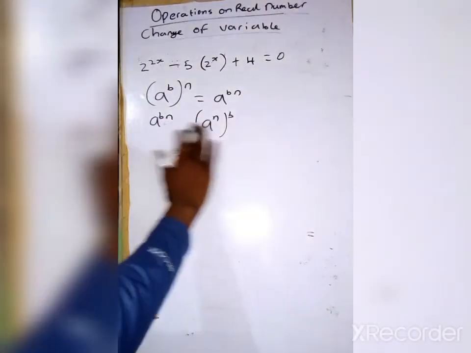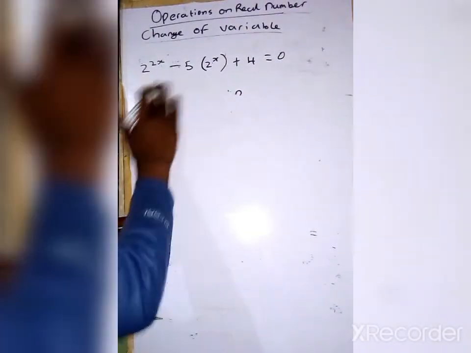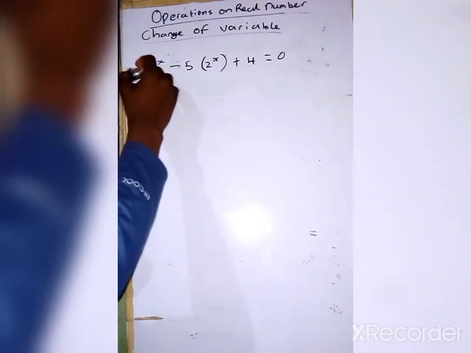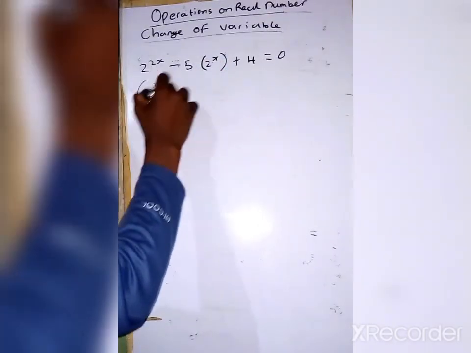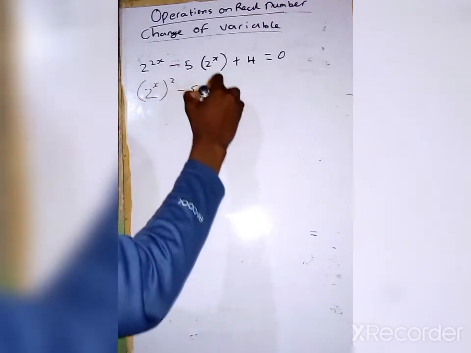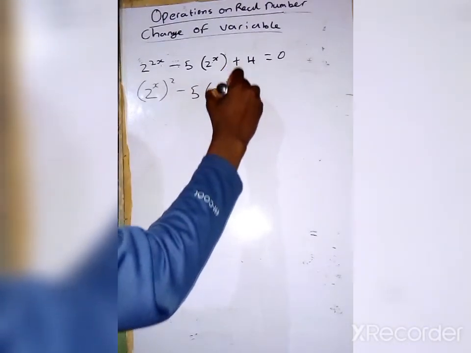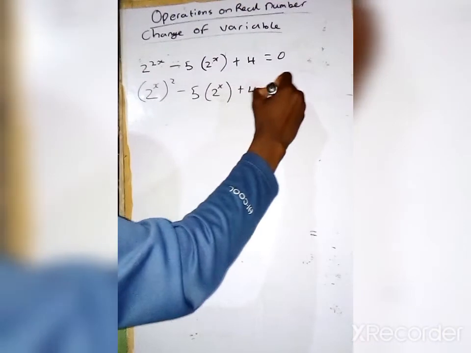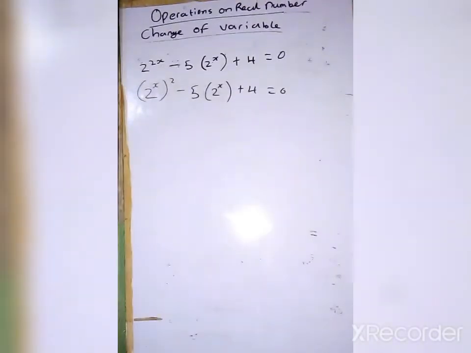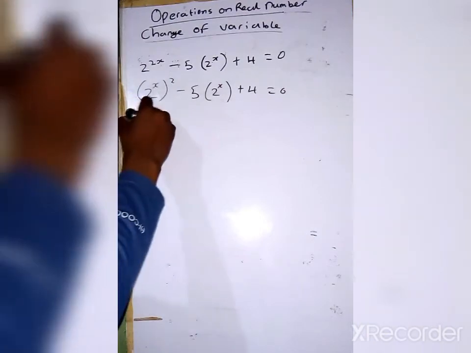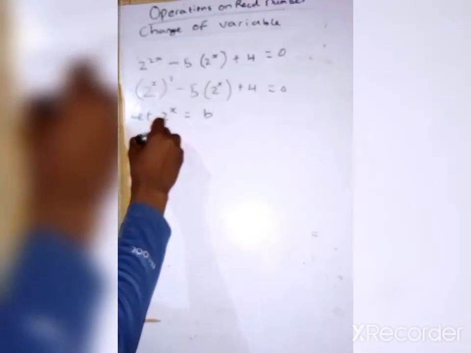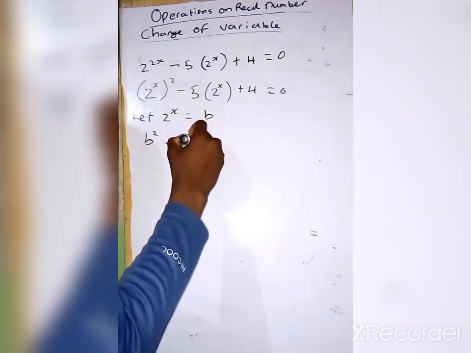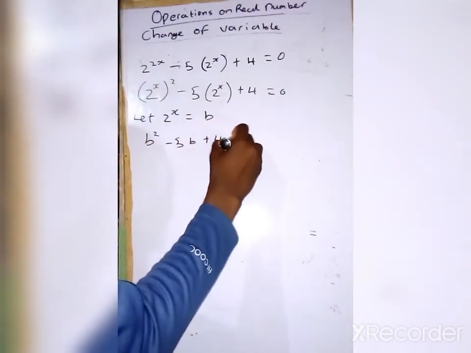So this thing, we use it here now. It can also be 2 raised to power x all squared minus 5 times 2 raised to power x plus 4 equals 0. So now let's solve this. Let 2 raised to power x equal b. So we have b squared minus 5b plus 4 equals 0.